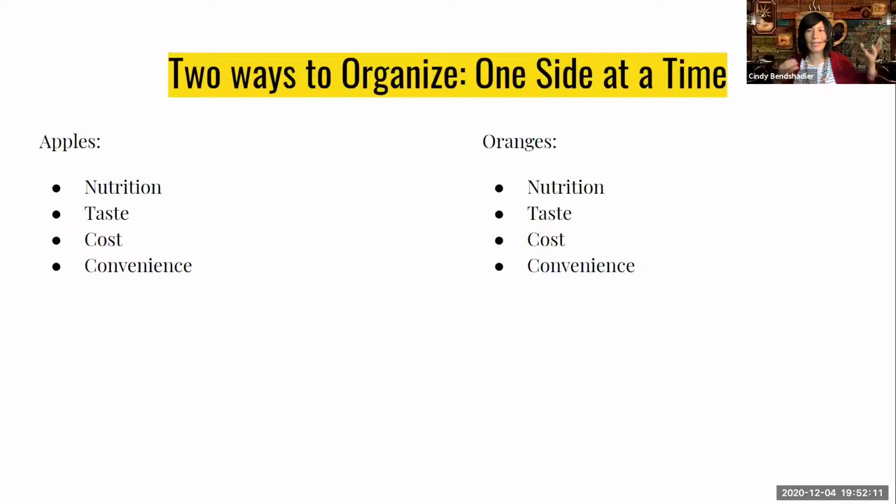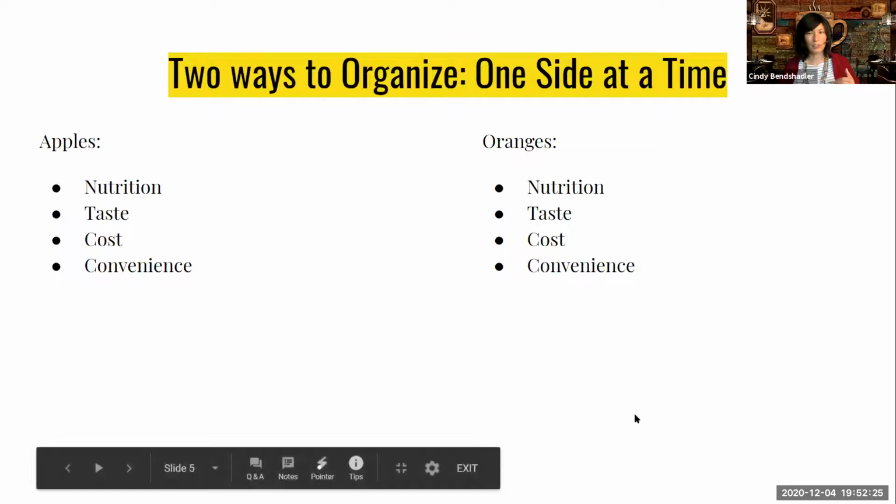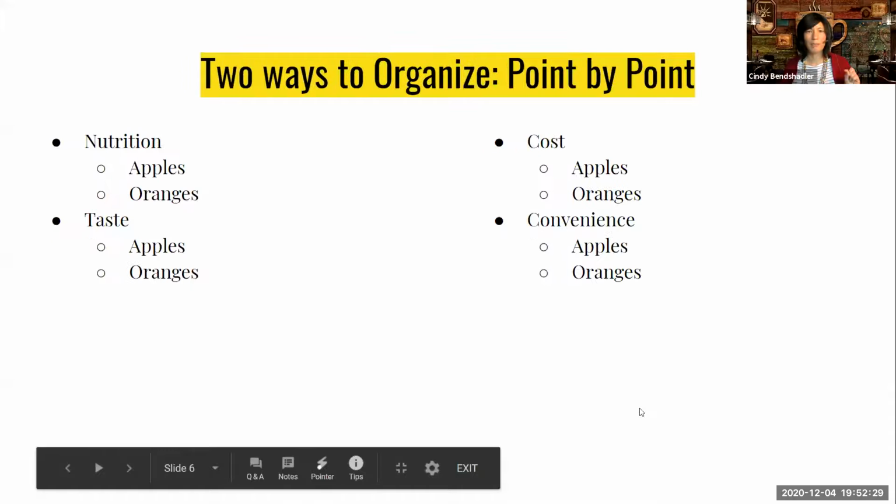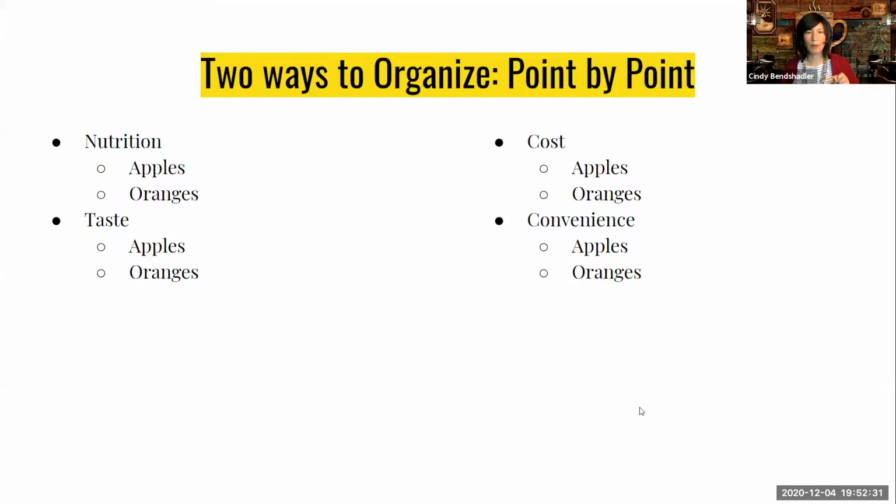Otherwise, your reader is going to be like, half a paper is about apples, half a paper is about oranges, but I'm not seeing the connections between them. This is actually the harder way to organize. It's just harder to do well, and to make sure that your reader can still follow. So I think for most people, the better way to organize is point by point.